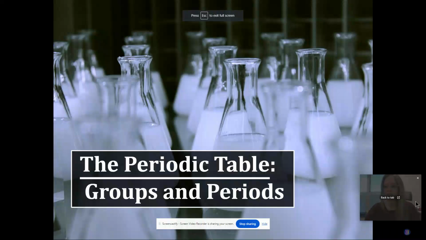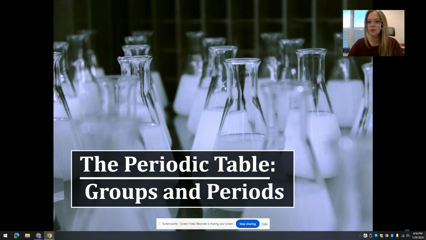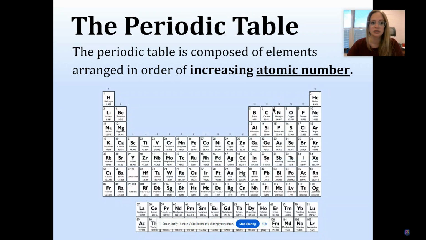Everyone, I am going to go over the periodic table, in particular groups and periods. Okay, so the periodic table is composed of elements. We've already talked about this. Arranging in order of increasing atomic numbers. So as you move across the periodic table, it'll go in numerical order. And as you go down, it will also increase in number.